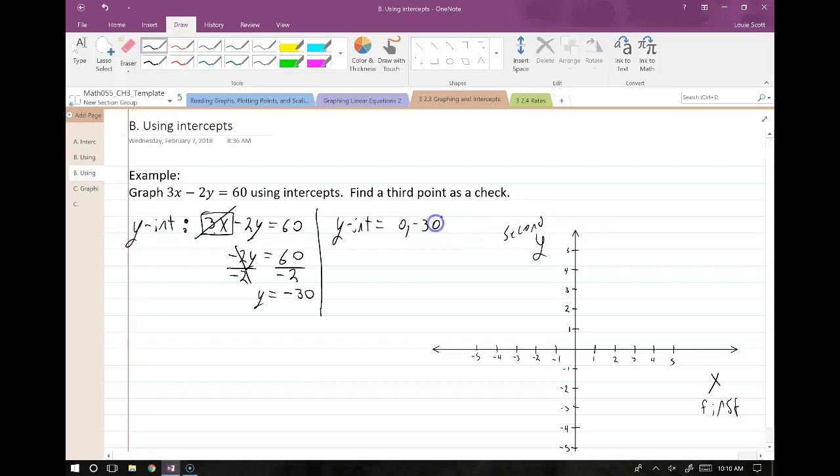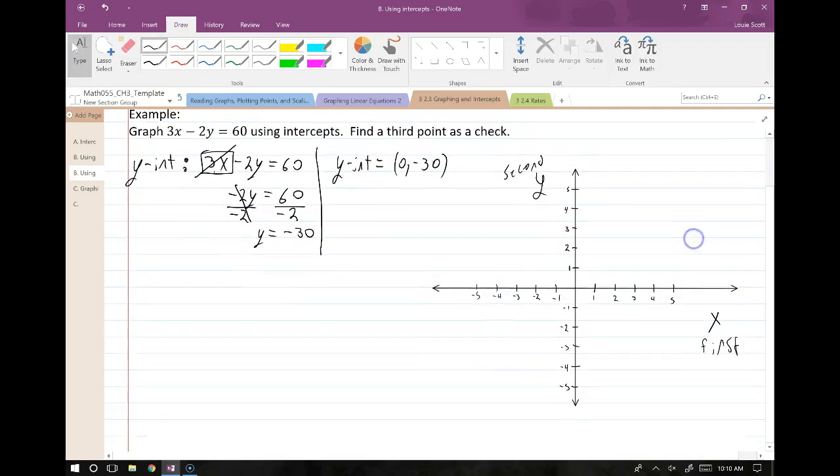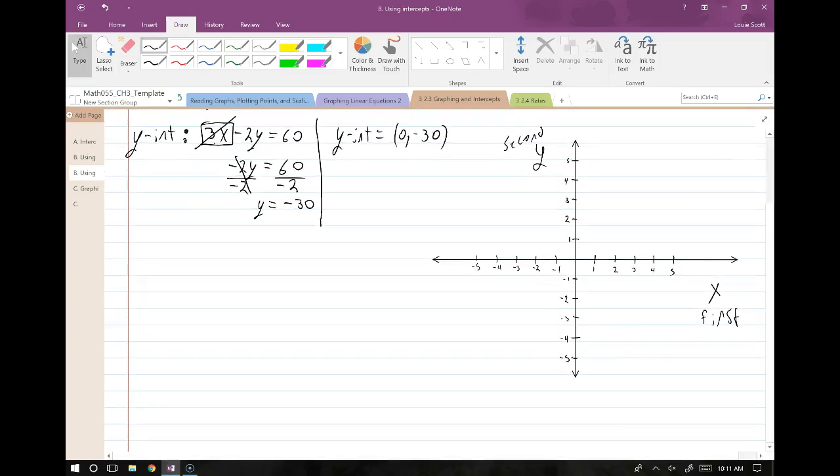0, negative 30. And I can already tell, just looking at my graph that I've copied in here, that I'm going to need to adjust. I'm going to need to scale my axes a little bit, because my axes only go to 5 in each direction. Negative 30, that's just not going to cover it. So now, I found my y-int. Go ahead and compartmentalize here.